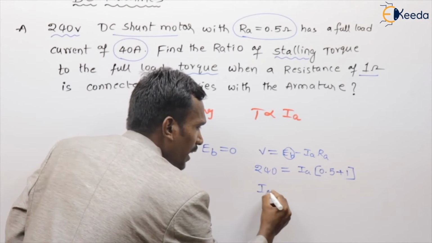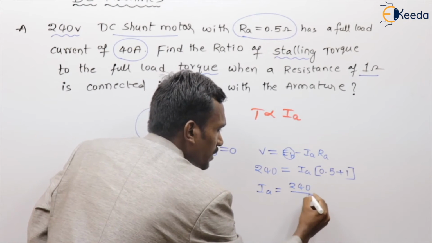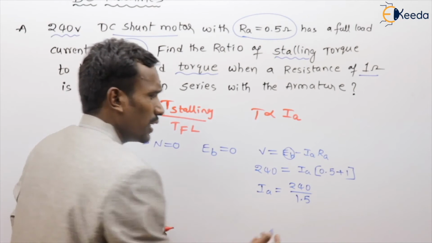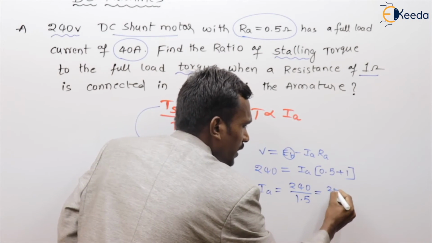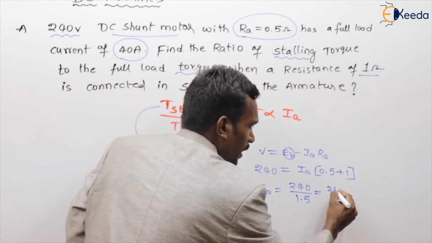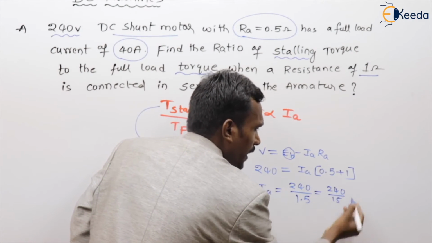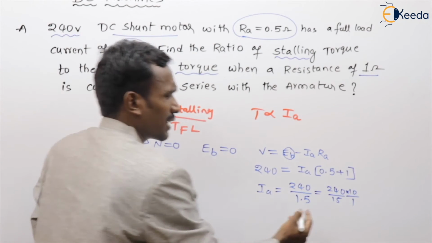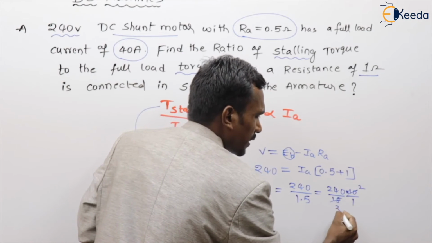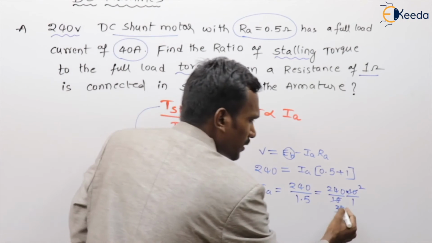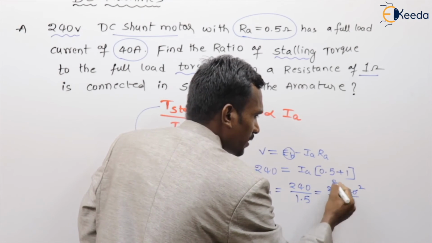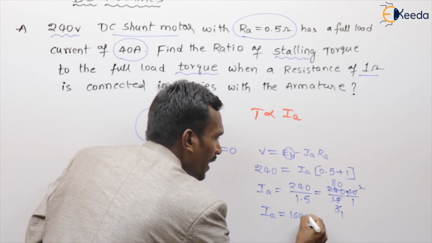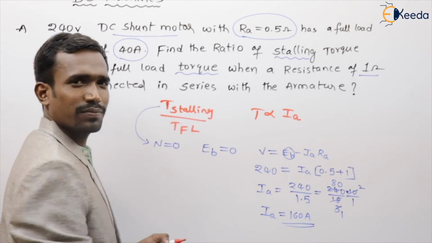IA is equal to 240 divided by 1.5. Can you tell me what is the value? Let's calculate it. 240 divided by 1.5 is nothing but 240 divided by 15, times 10. So my armature current at stalling torque is 160 amperes.